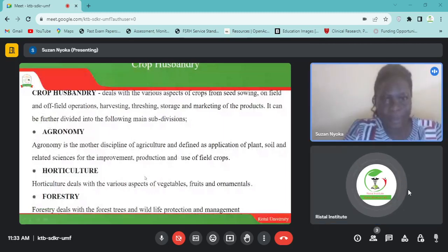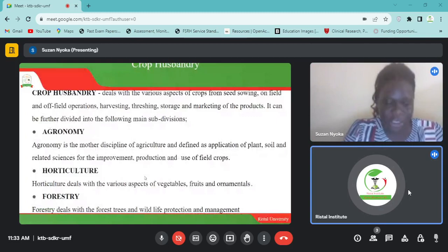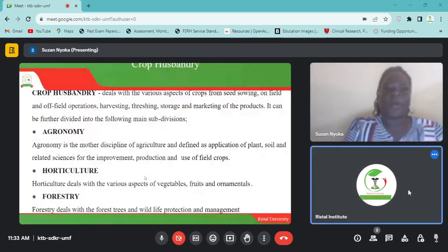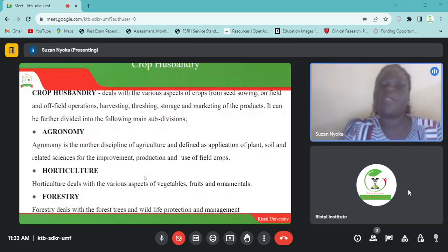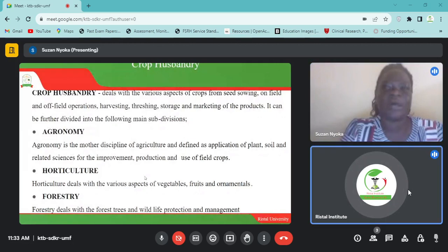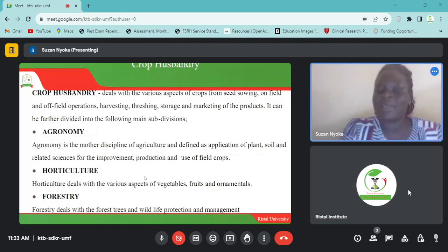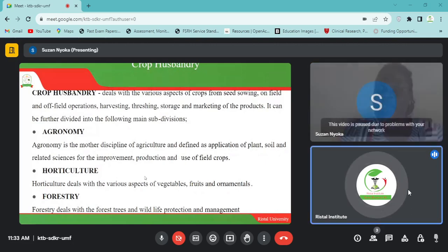Through our principles of crop husbandry. That's the second session under the topic of crop and animal farming. Crop husbandry deals with the various aspects of crops, from seed sowing, on-field and off-field operations, harvesting, threshing, and subdivisions.